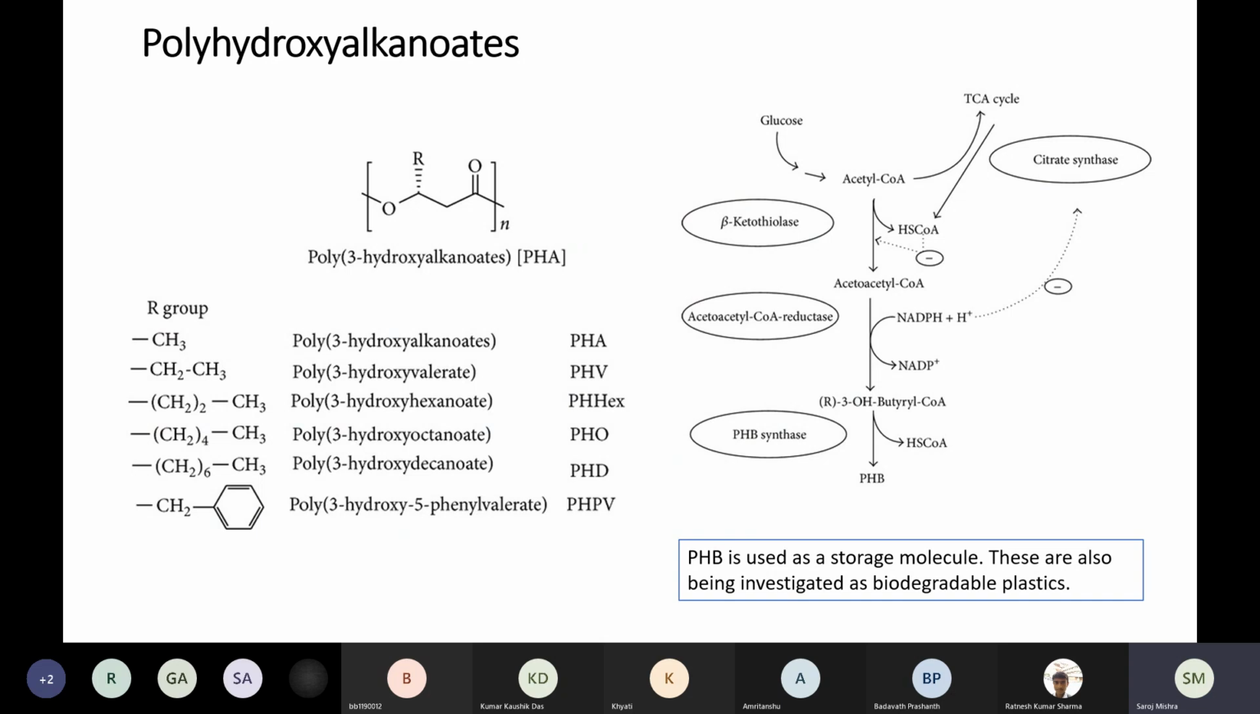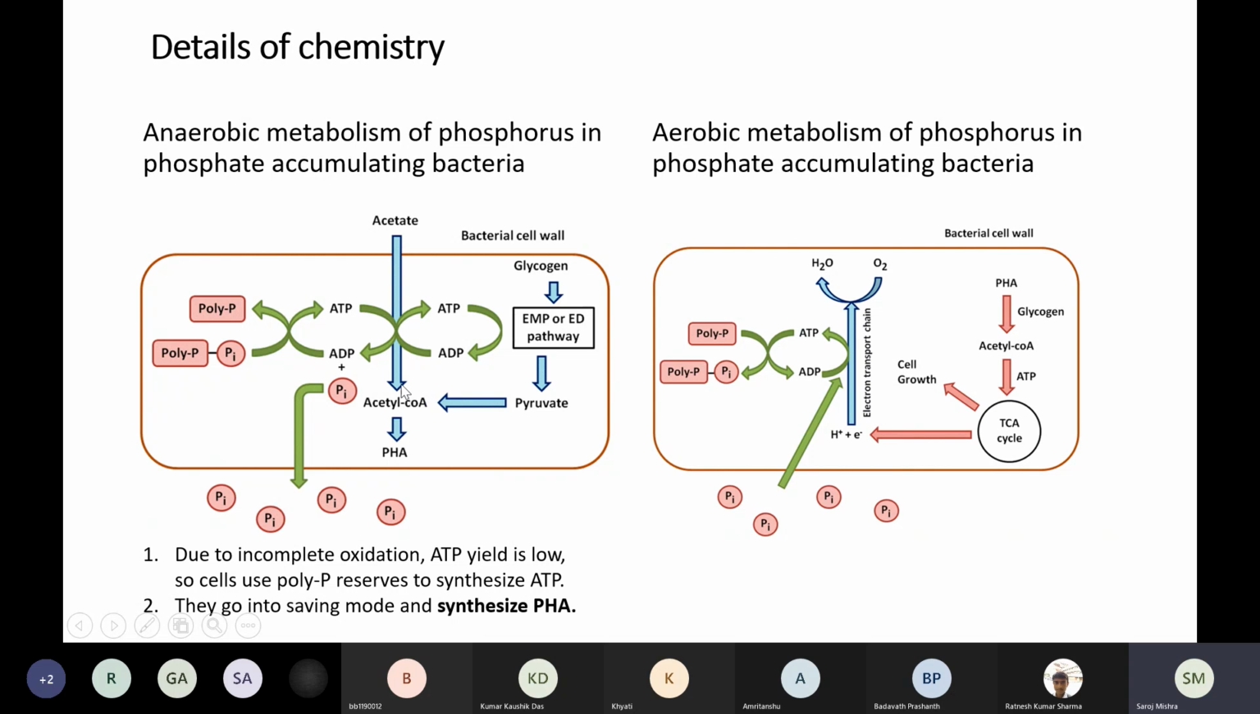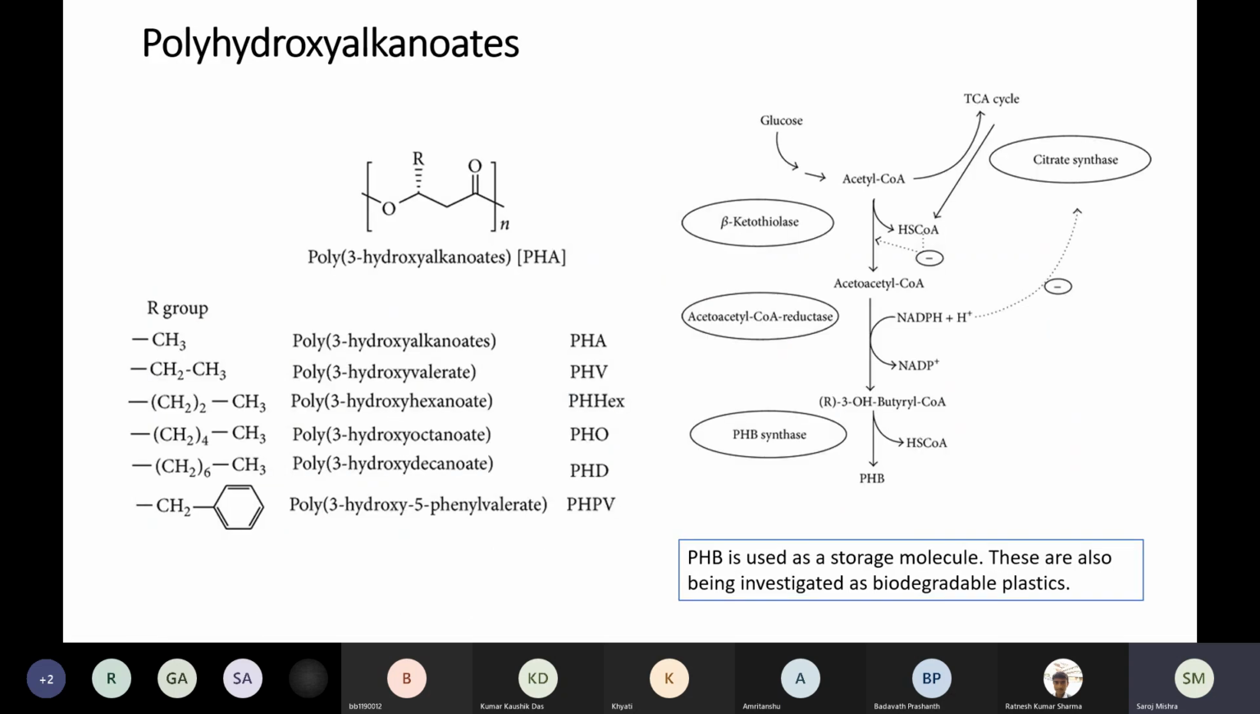So now, in the previous slide, you also saw that acetyl coenzyme A is converted into polyhydroxyalkanate. What is this particular pathway? It is explained in this slide. First of all, polyhydroxyalkanates are energy reservoirs in which extra carbon can be stored inside the cell. Just like glycogen can be stored, similarly polyhydroxyalkanate, which is a very general kind of term, has a basic structure something like this. Now they can be of several types.